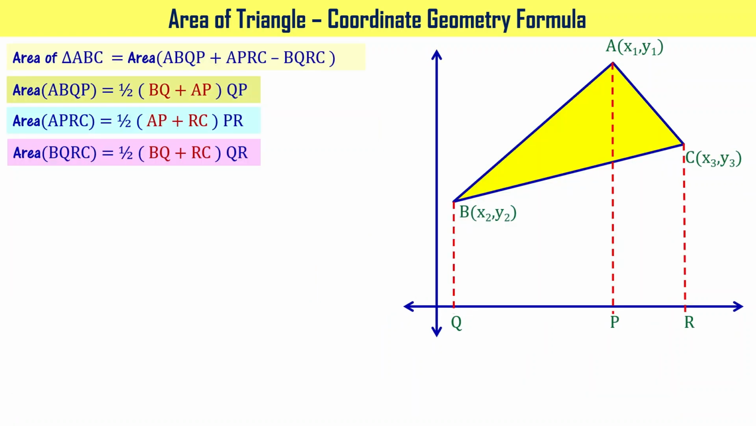And now go back to the actual figure. As you see here, we said that A equal to (x1, y1), B equal to (x2, y2), and C is (x3, y3), right? So BQ, if you observe, that is your y2, right? BQ is y2. And AP is y1.